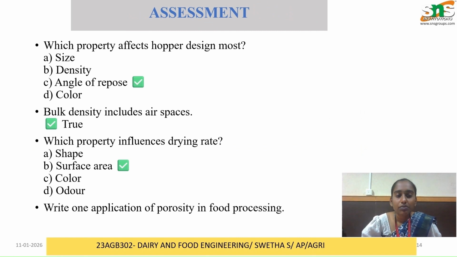Here are some attached questions for assessment. Which property affects hopper design most? And yes, absolutely, the answer is angle of repose. And also, bulk density includes air spaces. Go and check the previous slides to answer these questions. And at last, write one application of porosity in food engineering. You can tell the answer in the comments also.